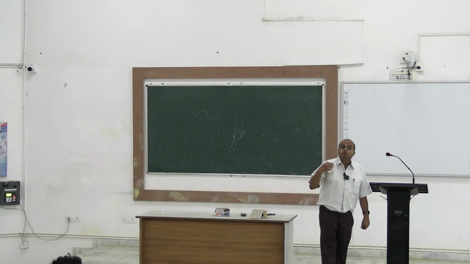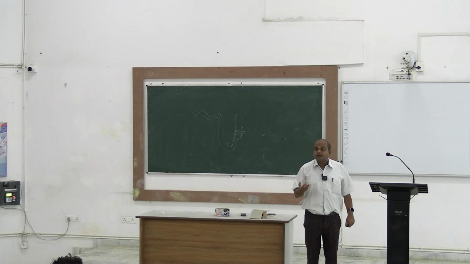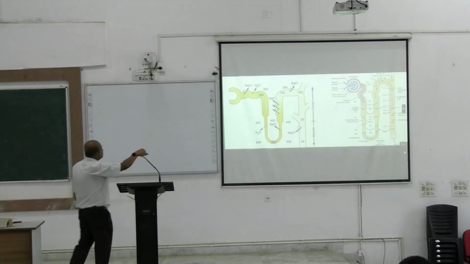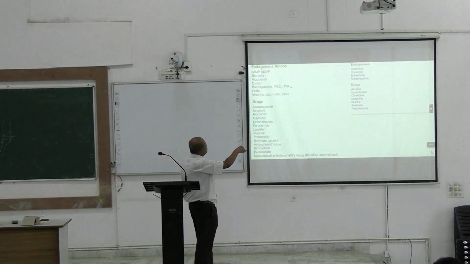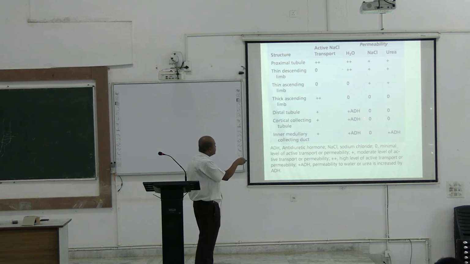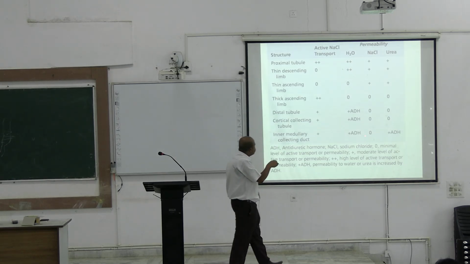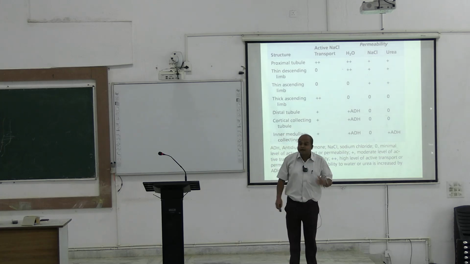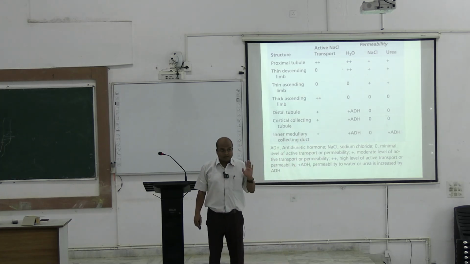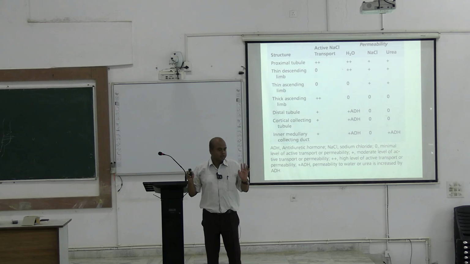So the ultimate aim is, when the kidneys have to conserve water, then urine has to be concentrated. What we have seen in the later part of the distal tubule, cortical collecting tubule, and inner medullary collecting duct, is that permeability to water is there only when ADH is acting, that is, antidiuretic hormone. When antidiuretic hormone is not acting, that water passes out through urine.